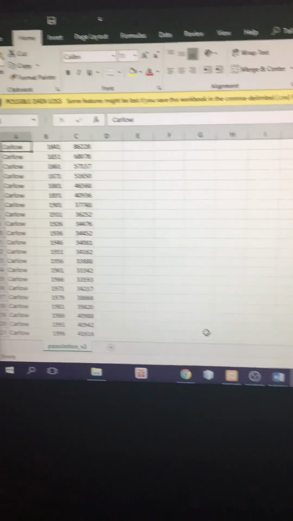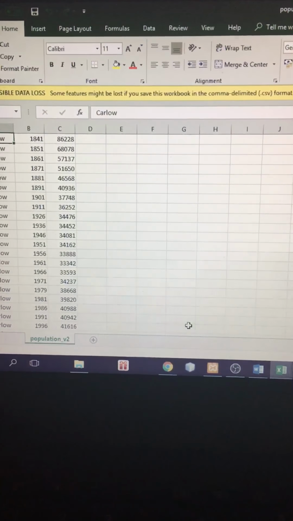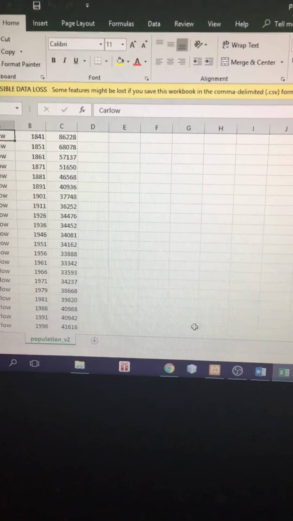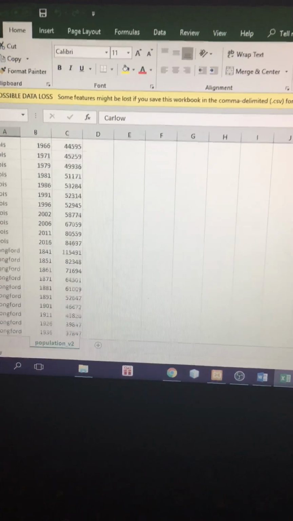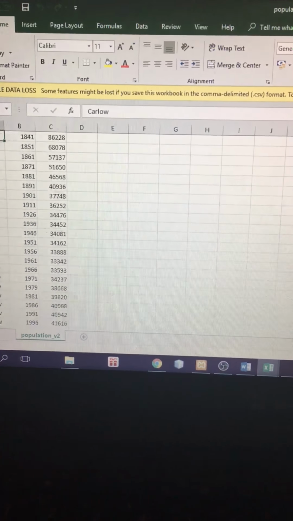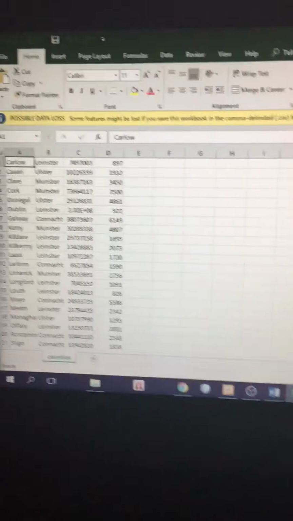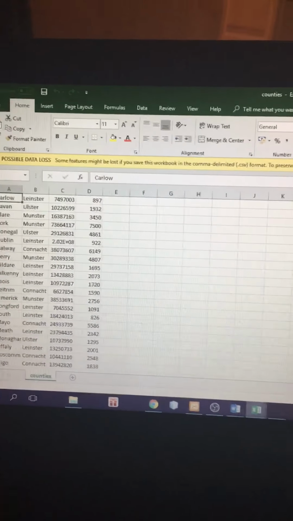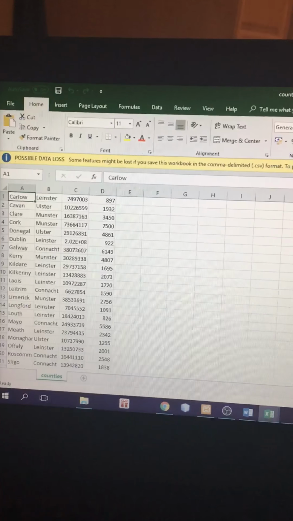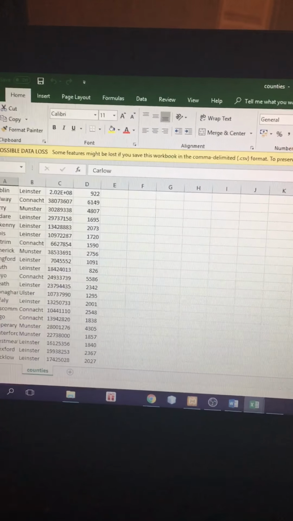Okay, so this is the reformatted Excel spreadsheet for the population table into a CSV file. It has 650 rows, all the data going down. Then this is the reformatted counties Excel CSV file, and all the information going down the side.